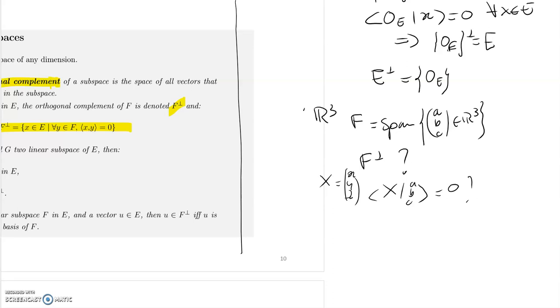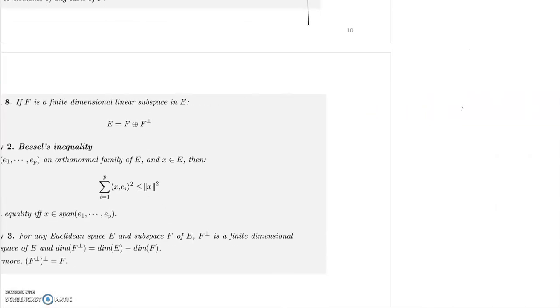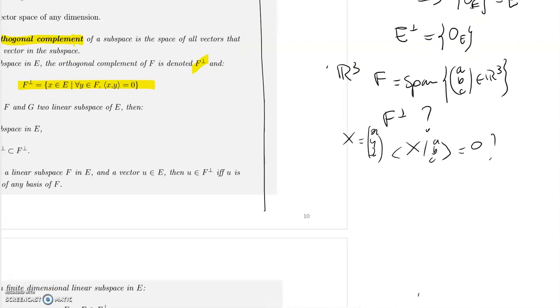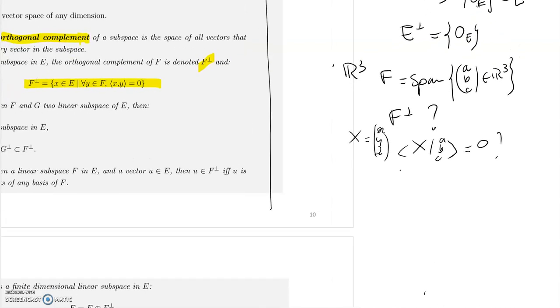So let's just write this inner product equal to 0. That's a times x plus b times y plus c times z is equal to 0. Do you recognize something? Can you identify anything? Well, probably yes, I hope. That's the equation of a plane.